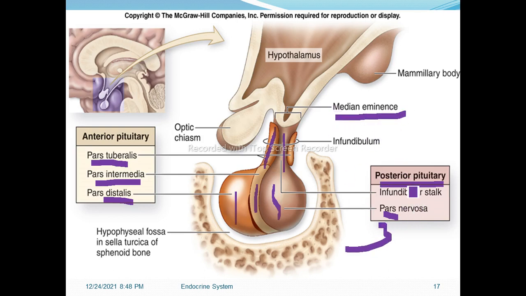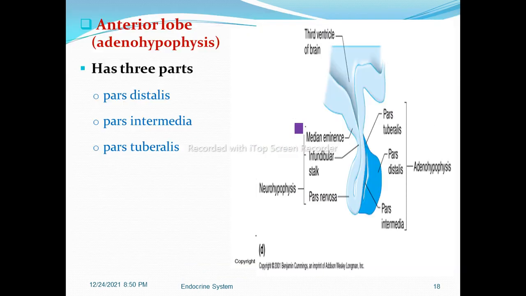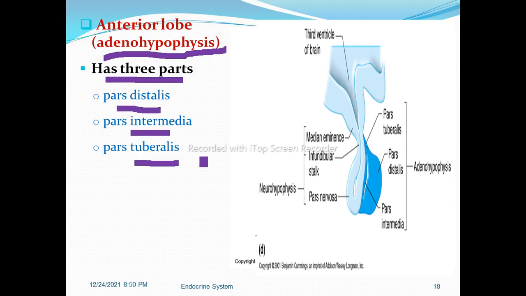Median eminence is a part of the posterior pituitary, so we can classify it just like this portion. The other is the anterior lobe, or anterior pituitary gland. Another name for the anterior lobe is adenohypophysis, having three parts: pars distalis, pars intermedia, and pars tuberalis.